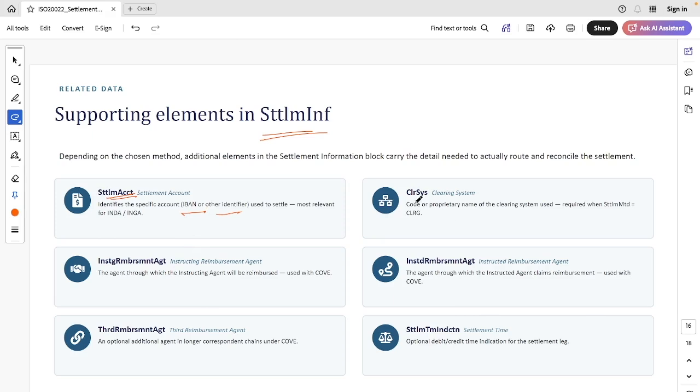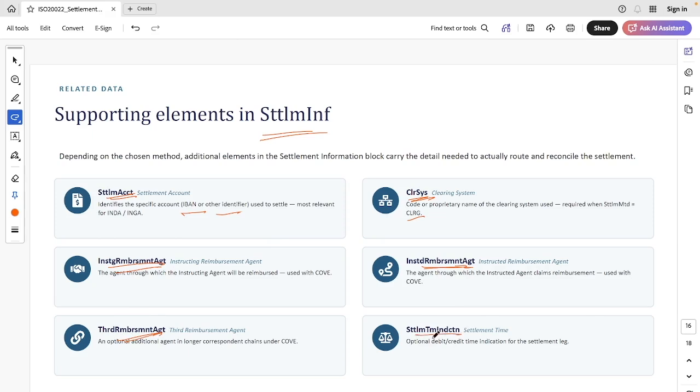Second is the clearing system. This identifies the clearing system used for settlement. It becomes important when the settlement method is clearing. Third is the instructing reimbursement agent. This is used with the cover method. It identifies the agent through which the instructing agent will arrange reimbursement. Then fourth is the instructed reimbursement agent. This identifies the agent through which the instructed agent will receive or claim reimbursement. Then fifth is the third reimbursement agent. This is optional and may be used in longer correspondent banking chains.